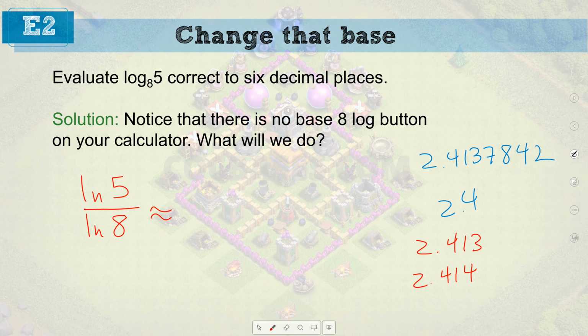Sorry. What's the answer? 0.77. Okay, so we'll truncate. If you did it as log of 5 over log of 8, you get the same answer. Did you get the same answer using the base thing? If you found that thing in the math menu, you'd be good to go.